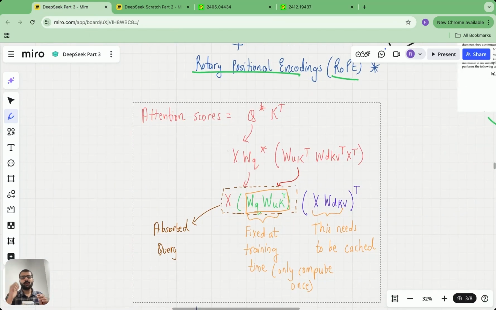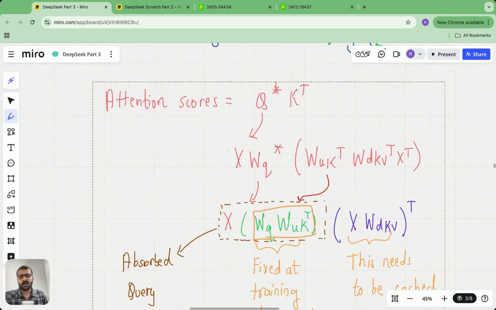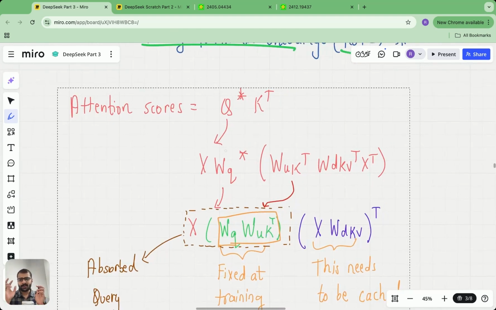Okay, first I want to come back to why we need to adapt the latent attention mechanism to include rotary positional encodings. So let's start the lecture with that. And to understand that, we have to understand why latent attention actually works.